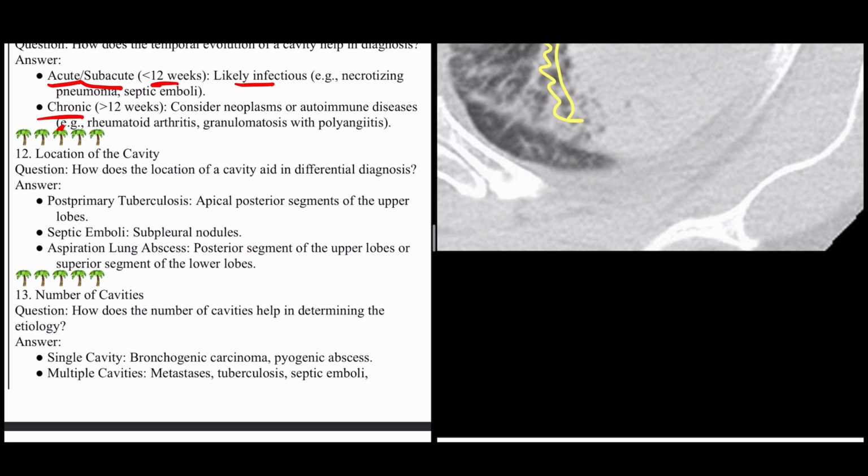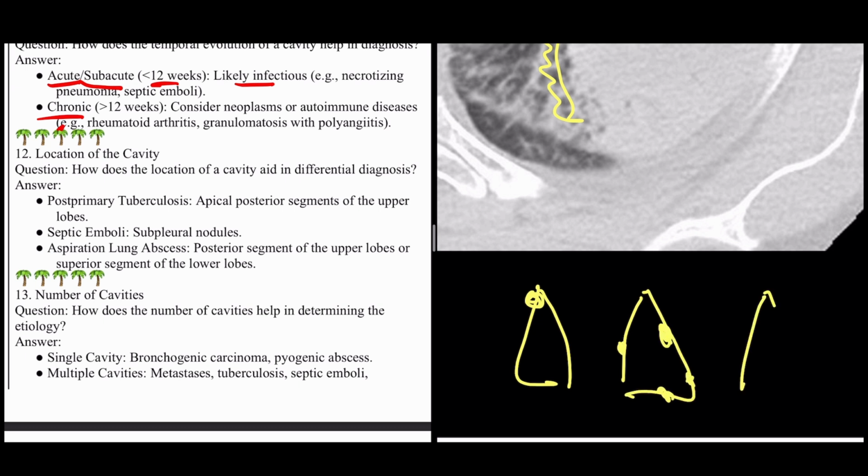Then locate the cavity. How does the location of a cavity aid in the differential diagnosis? Post-primary tuberculosis occurs in apical posterior segments of the upper lobes. In septic emboli, it will be located in subpleural nodules, and for aspiration lung abscess, it's the posterior segment of upper lobes or superior segment of the lower lobes.